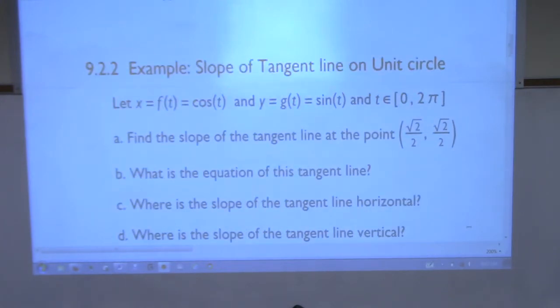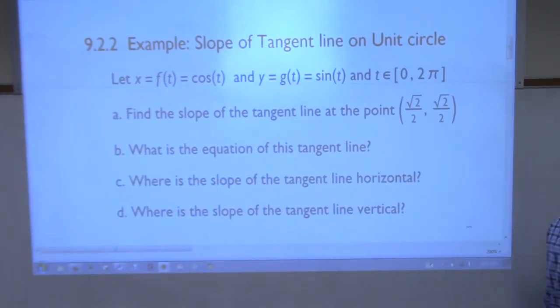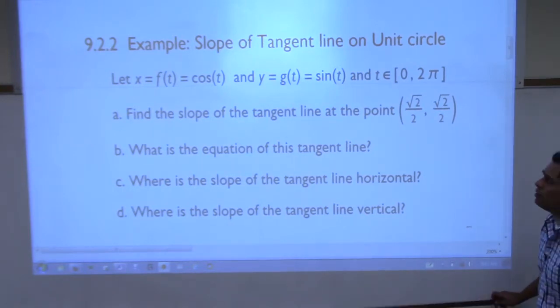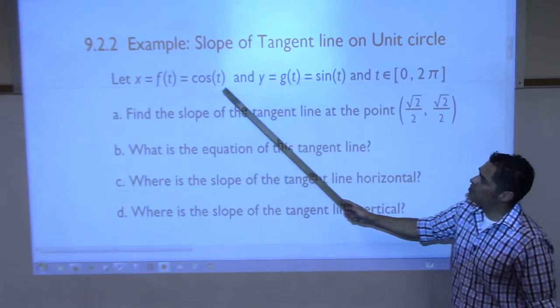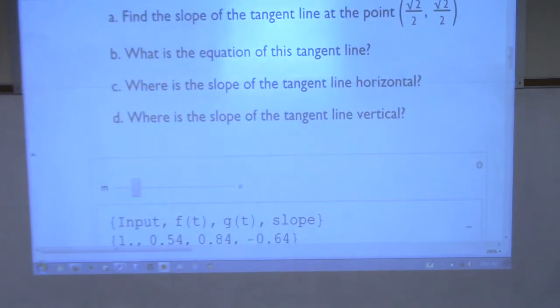So let's go back to that unit circle and find the slope of the tangent line on the unit circle. We need to remember what the parametric equations are. To draw the unit circle, the x-coordinate is cosine t, the y-coordinate is sine t, and t goes from 0 to 2 pi. First question, find the slope of the tangent line at the point root 2 over 2, root 2 over 2. What is the equation of this tangent line? Where is the slope of the tangent line horizontal? Where is it vertical? This is the type of problem you would see on the test, on the final. But let's work through it.